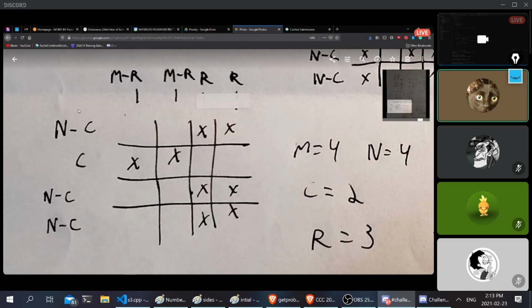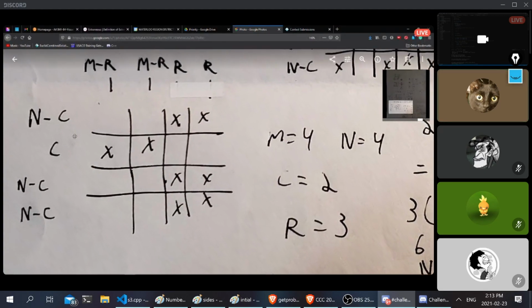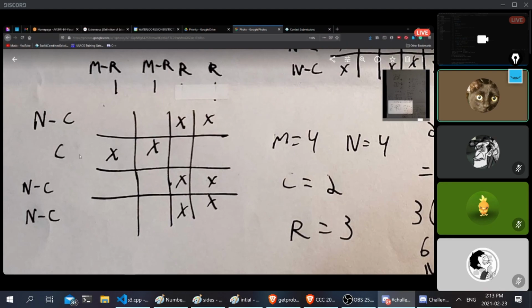But each flipped row contributes n minus c ones. So that's the width of the grid minus the number of flipped columns, because each flipped column is a 0. So in this case, with n being 4, the width being 4, and 2 flipped columns, there are going to be 2 ones here. For each unflipped row, it contributes c, the number of flipped columns. And then you just multiply that by the number of flipped and unflipped rows.